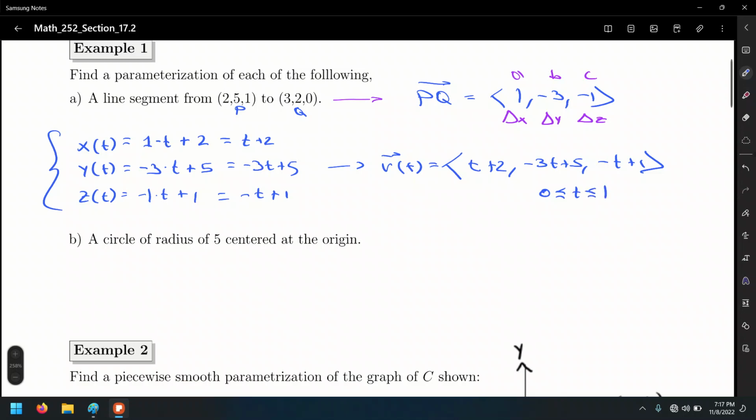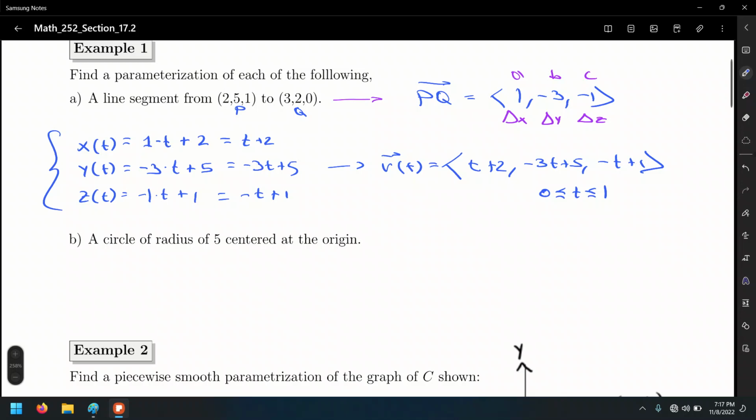And you can always test. So plug in 0 on the vector equation. 0 plus 2, that's going to be 2. Isn't that the x component of the initial point? And 0 times -3 plus 5, that's the second component, or the y component of the initial point. And 0 times -1, that's 0 plus 1, that's the z component of the initial point.